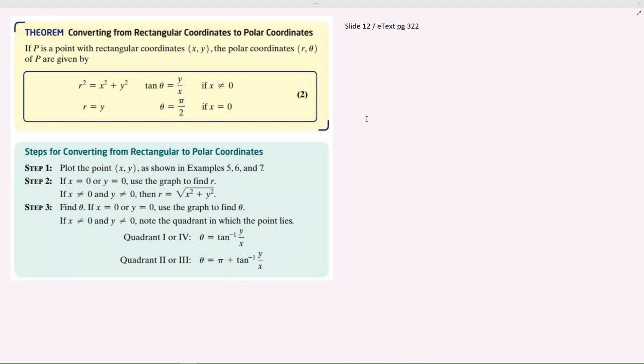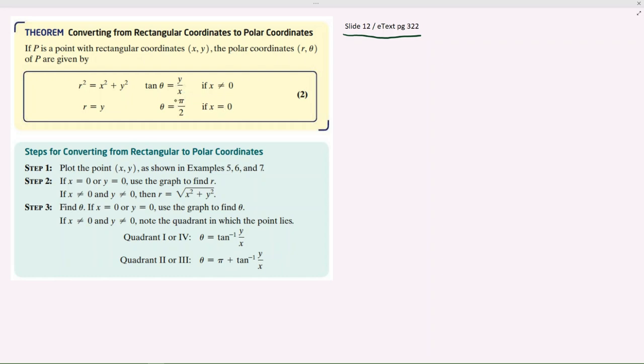Okay, here we have some equations that are useful to us for what we're about to do. You can find the same information on the slides. And so r squared equals x squared plus y squared, we've been using that when we find r. And as long as x is not equal to 0, we can get a tangent on the angle theta as y over x.